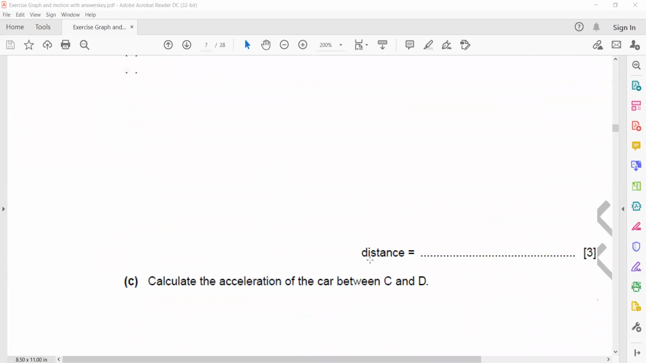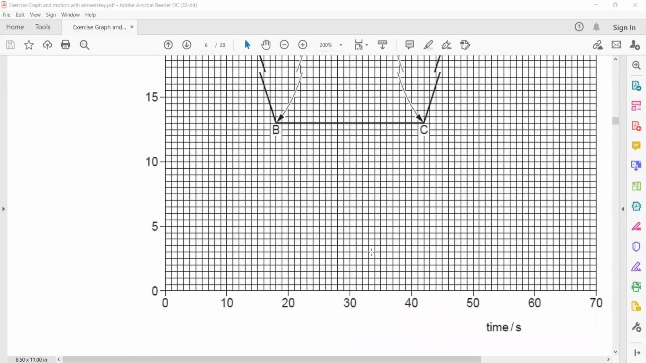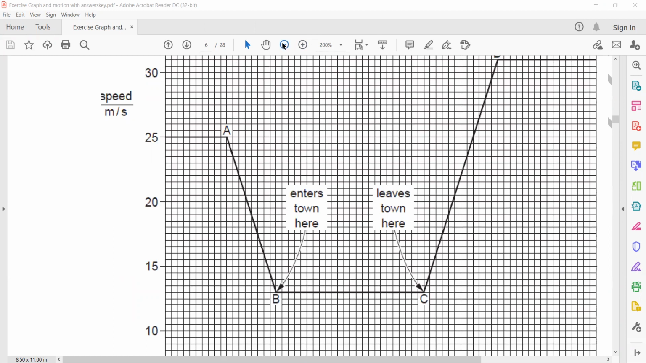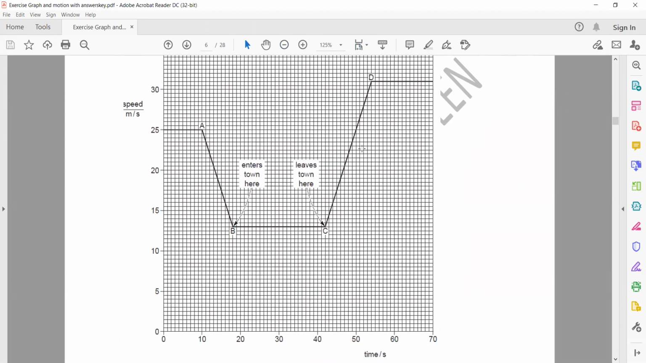Then calculate the acceleration of the car between C and D. We have to calculate the acceleration of the car from C to D, and again it's a straight line. So we can use the formula that acceleration is the final velocity minus the initial velocity, divided by time. First we'll find the speed at D, the speed of the car at point D.